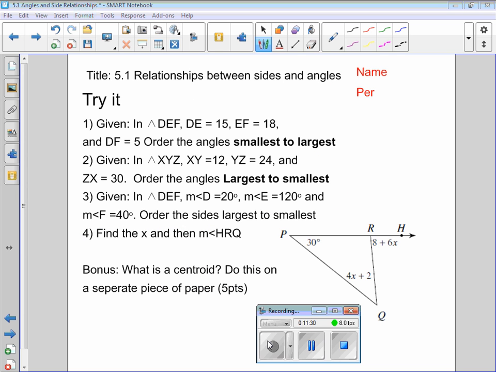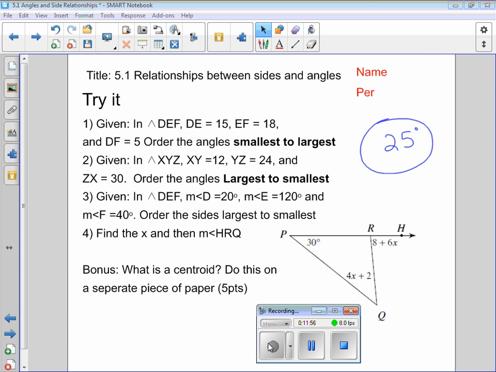That's pretty much it. We're looking at your try-it problems. Remember, at the top of your page, you're going to write the title. This time it's called Relationships Between Sides and Angles. Don't forget to put your name and period number up there. You're welcome to put the date, then the word try it, and then make sure you write down the question, give yourself enough room, and don't forget to circle your answer, right? All right. Get these problems done.